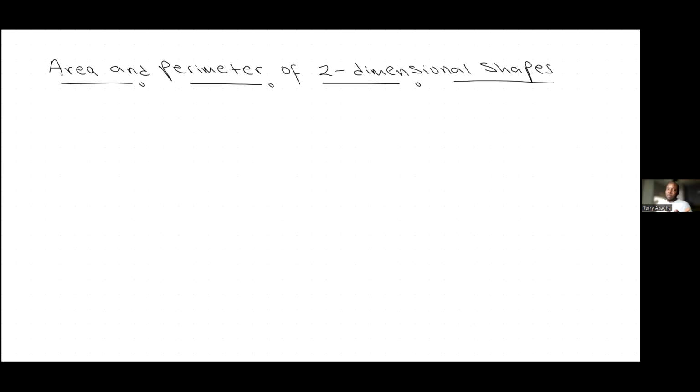Based on the shape, we'll determine the type of formula that we're going to use, or the characteristics of that shape. In this video, we're going to talk about triangle, square, rectangle, trapezium. But I'm not going to talk about circle because I've discussed circle in the beginning of this series. To find the area and perimeter of a circle, you just need to go back to the beginning of the series and you can find that.